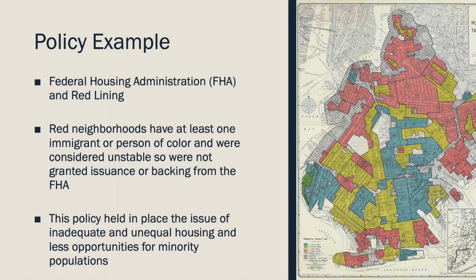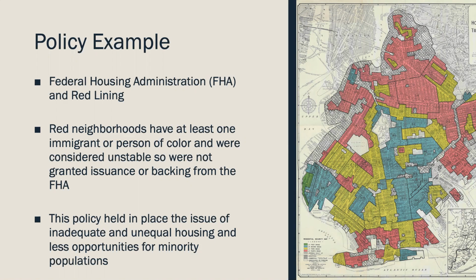An example of a policy that held a problem in place was the creation of redlining. In 1934, the Congress of the United States created the Federal Housing Administration and redlining. The Federal Housing Administration insured mortgages, which dropped interest rates and the size of down payments. The Federal Housing Administration created a system of rating neighborhoods according to their perceived stability. This rating helped decide if they were allowed insurance or FHA backing. Green neighborhoods were given A ratings. Red neighborhoods had at least one immigrant or person of color and were considered unstable, so were not granted insurance or backing from the Federal Housing Administration.